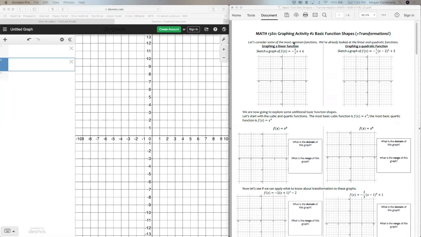This activity is going to step us through the process of figuring out what different basic shapes look like, and we're going to use Desmos rather than doing this by hand. So that's our little activity, and then we are also going to use Desmos to actually do the graphing for us, okay?